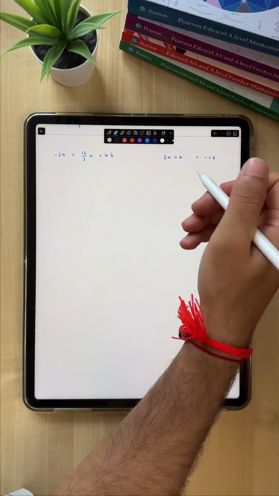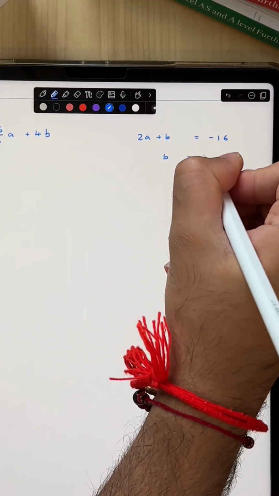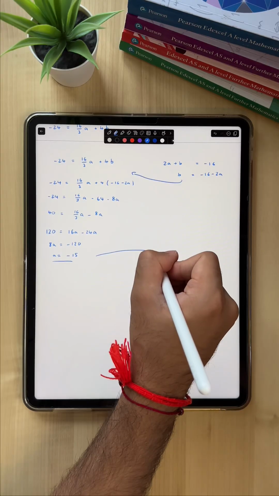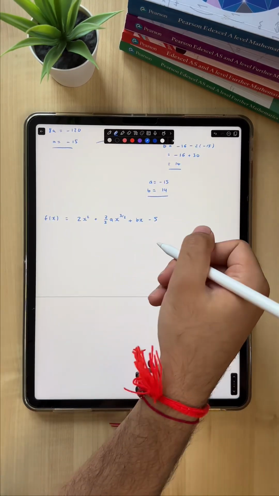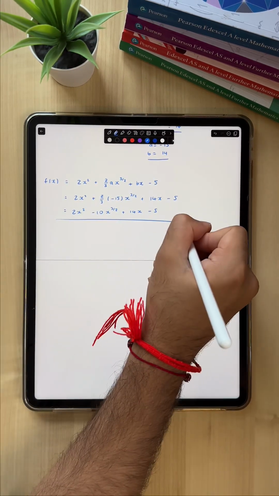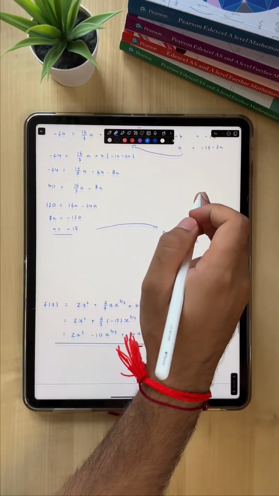You can use any method you want, but I'll probably just substitute the b in. So I'll make b the subject on this side and then just sub it in here, which gives me my result for a, which is -15. Then I'll just put this back into this equation to figure out what my b is. This was my equation for the curve. Let's plug in the a and b values, clean it up, and this is our final answer, to find f of x in the simplest form, which is what we've done here.